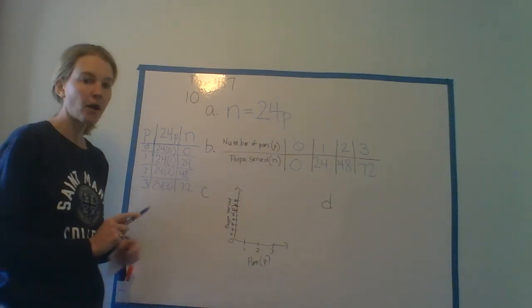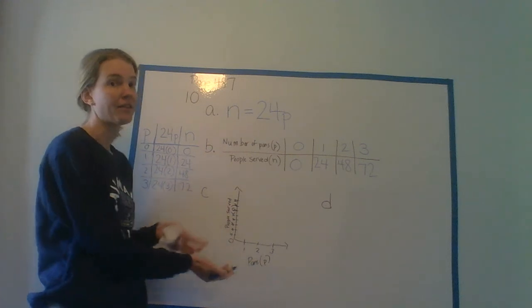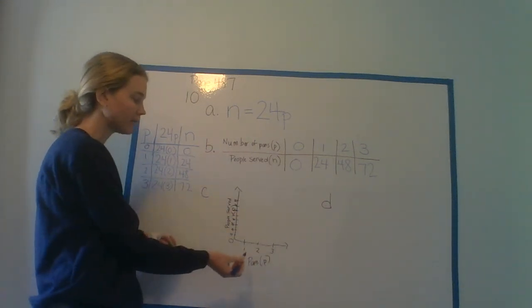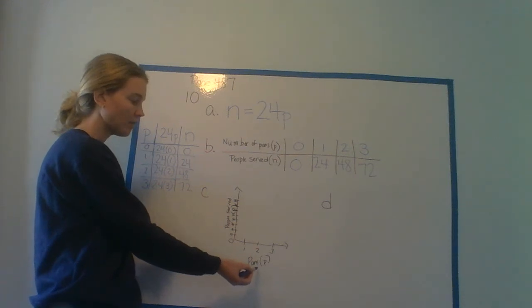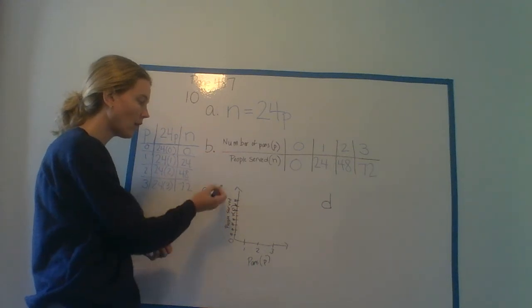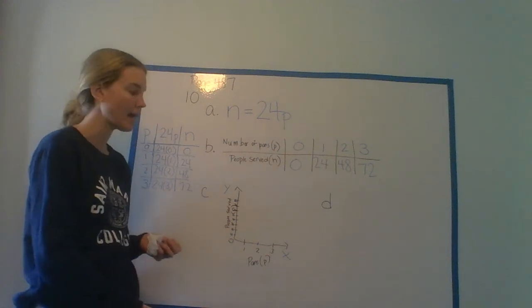Part C asks you to graph, so all you have to do is draw a graph. It didn't come with a graph this time. So just make sure that you label both your axes. P for pans is going to be down here at the bottom, and N for people served, or number of people served, is going to be on the y-axis. This is going to be your x-axis. Make sure to label y and x.